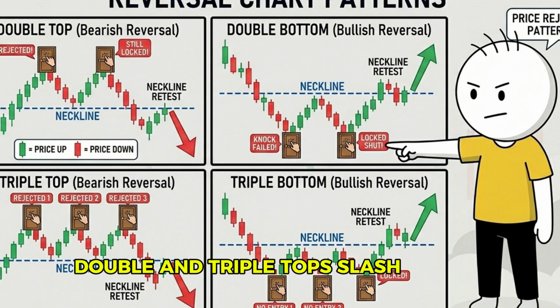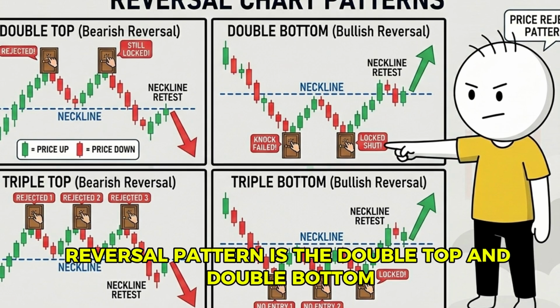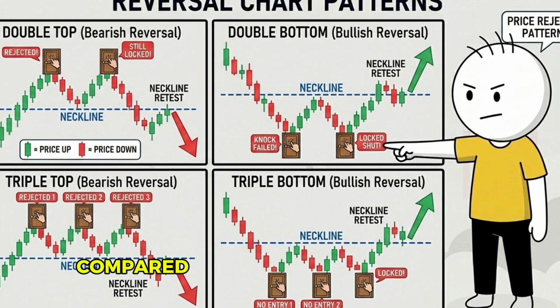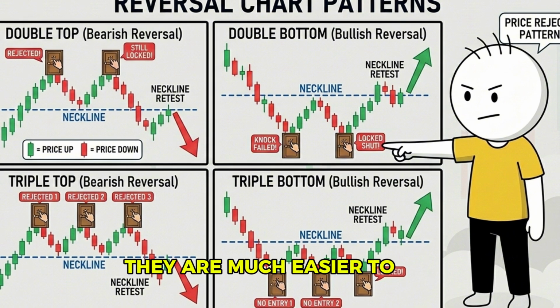Double and triple tops / bottoms. My second favorite reversal pattern is the double top and double bottom. While highly effective, I'd rate it a 5 or 6 out of 10 in effectiveness compared to the Head & Shoulders' 8 out of 10. However, they are much easier to spot.